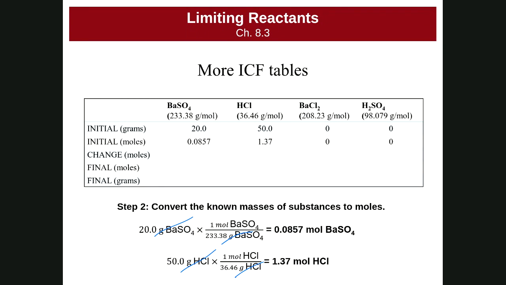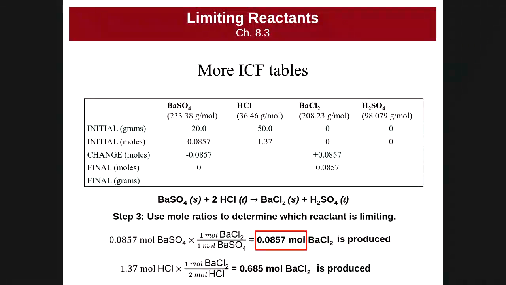All right. Step 3, we want to use our mole ratios to determine which reactant is limiting. So our mole ratios come from the balanced reaction. So barium sulfate and barium chloride are 1 to 1. So we have the moles of barium sulfate canceled out, and we end up with the same number of moles of barium chloride as we had of barium sulfate because it's a 1 to 1 ratio. So that means we can make 0.0857 moles of barium chloride when we have 0.0857 moles of barium sulfate.